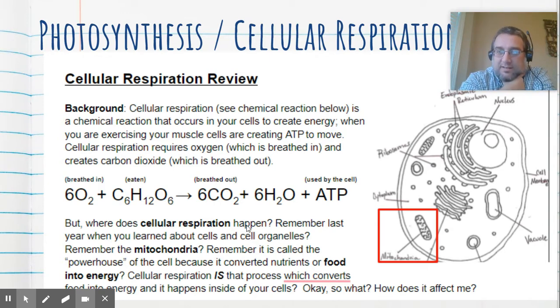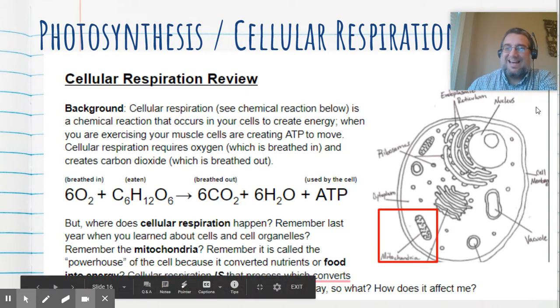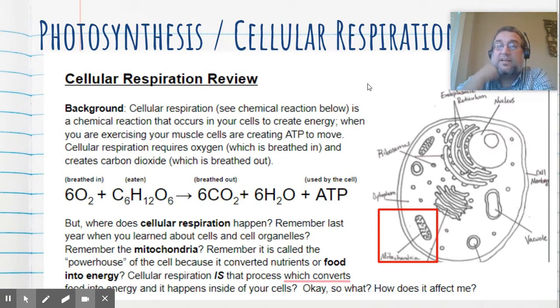Remember last year you learned about cells and different cell organelles, and here's an example of an animal cell. This is the exact copy of the same drawing that we used last year. The mitochondria are these little structures that look like little mazes inside, called the powerhouses of the cell. This is where cellular respiration happens, inside of your cells. Our digestive system is bringing glucose that we've eaten.